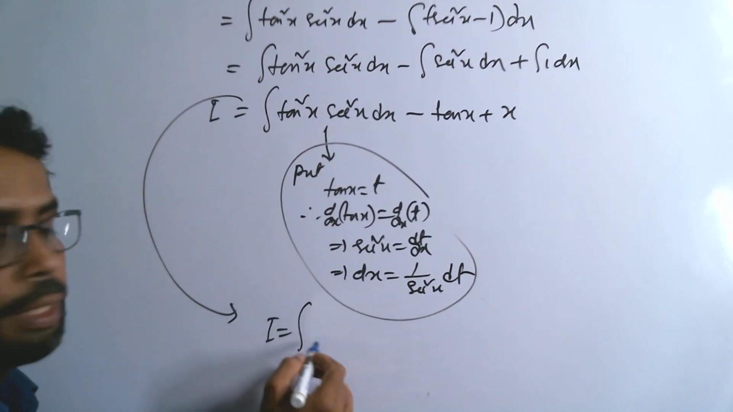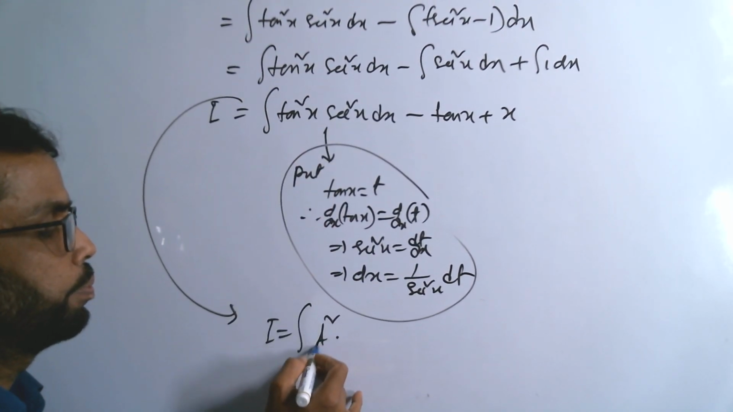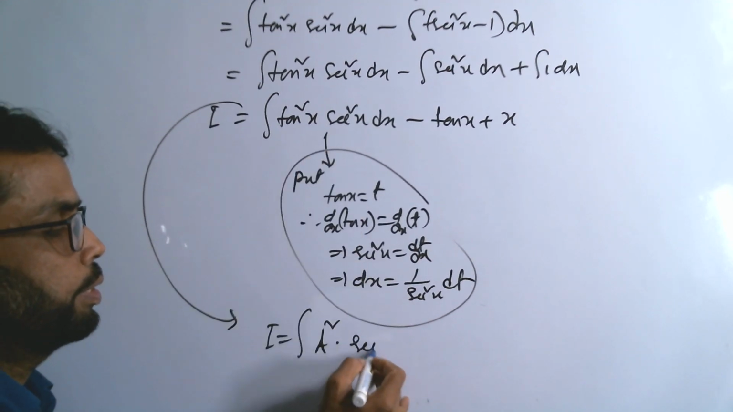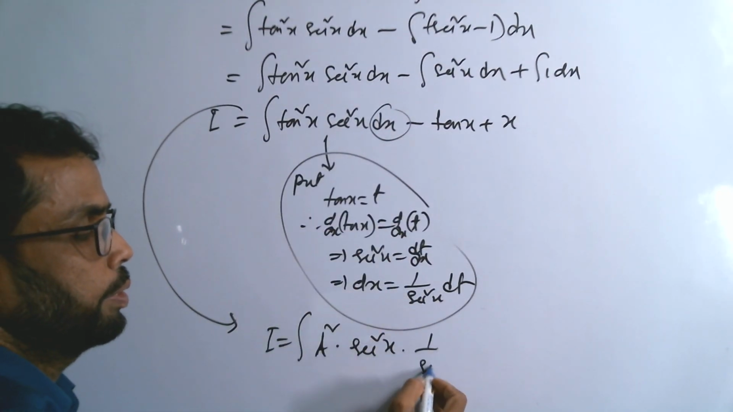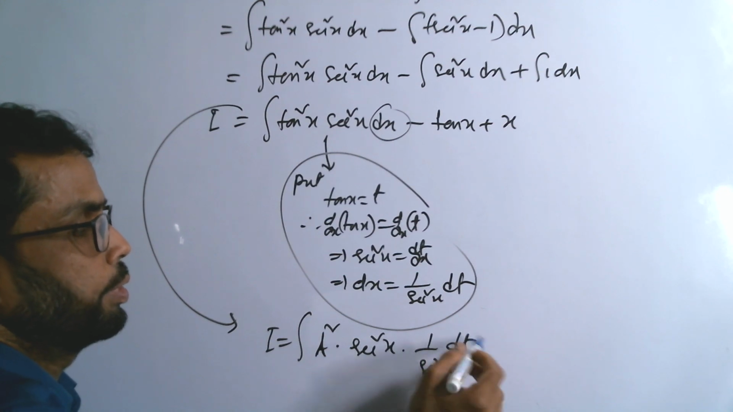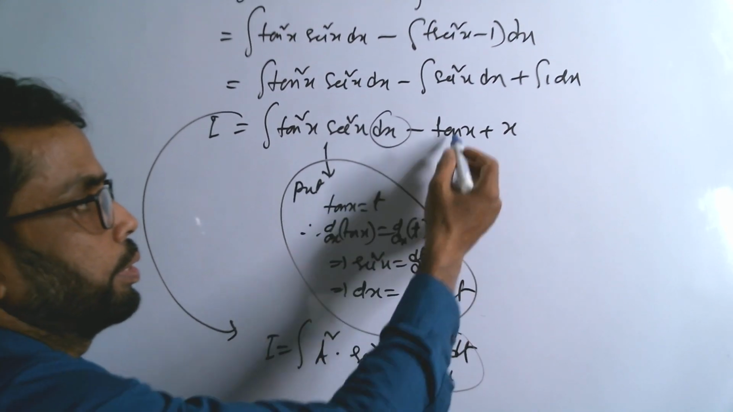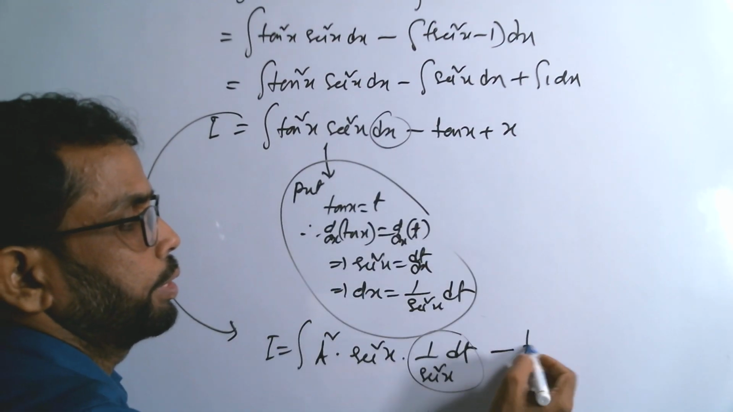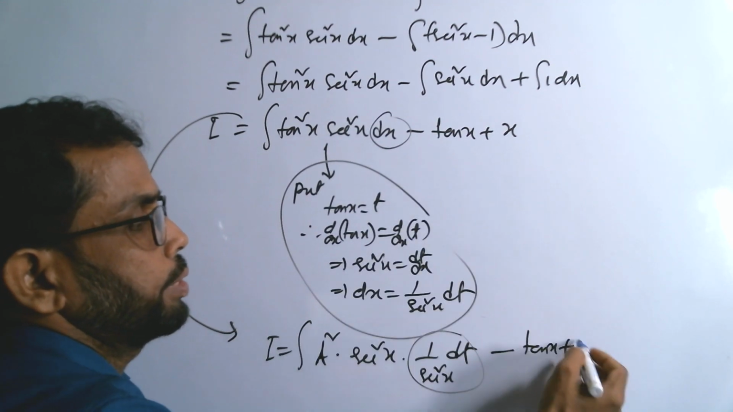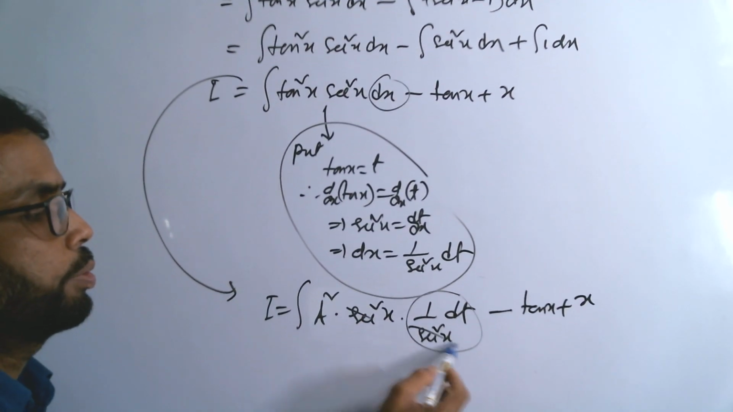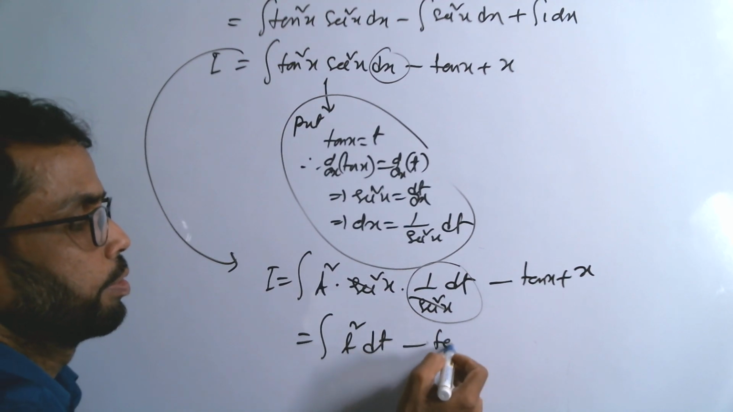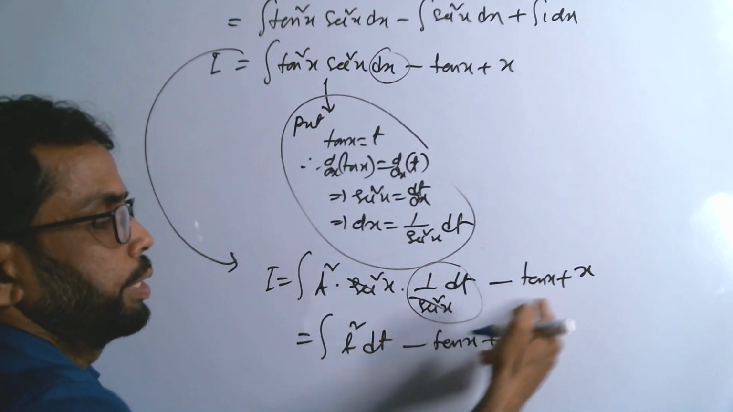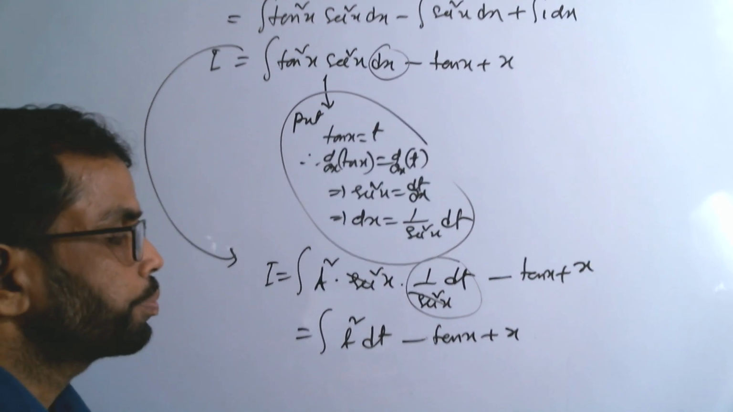So this first integral will be converted now. Tan is taken t, so it is t squared. Sec²x is there, and dx we have converted: dx is 1 by sec²x into dt. Second term, this integration is already done: tan x plus x. Now sec²x is getting cancelled. It is t² dt. Second and third term remaining same.